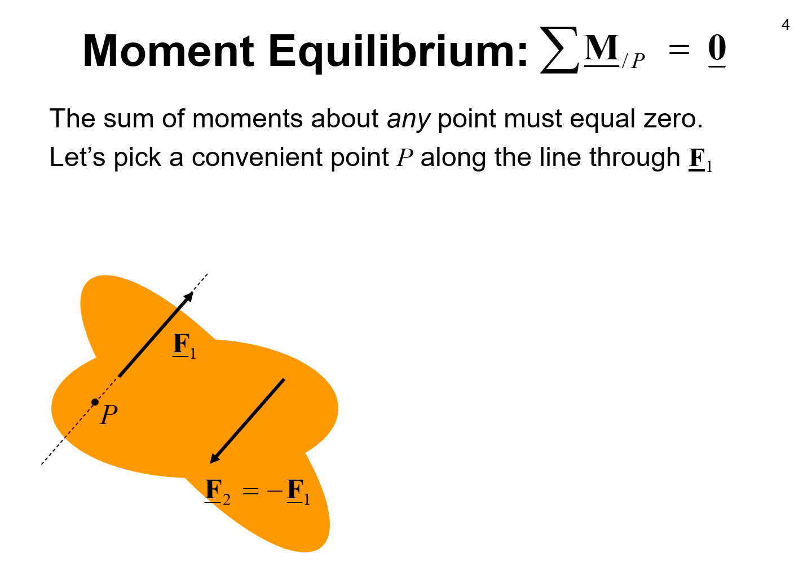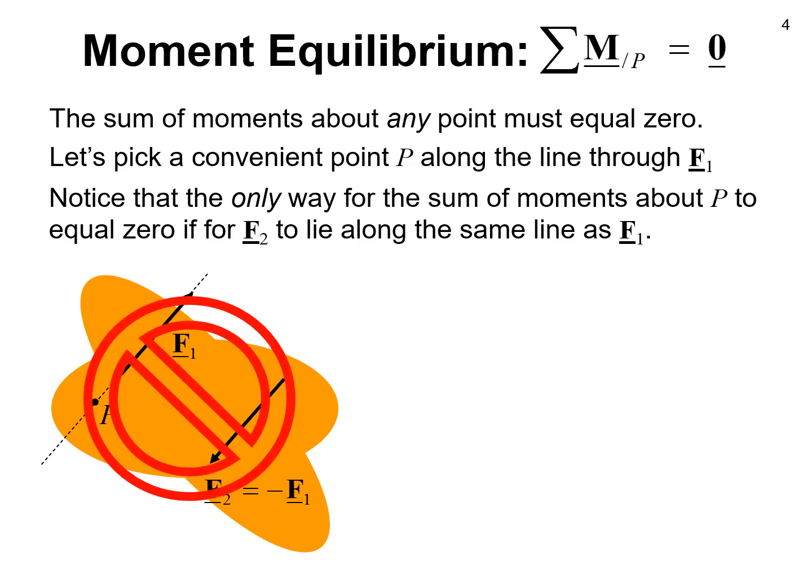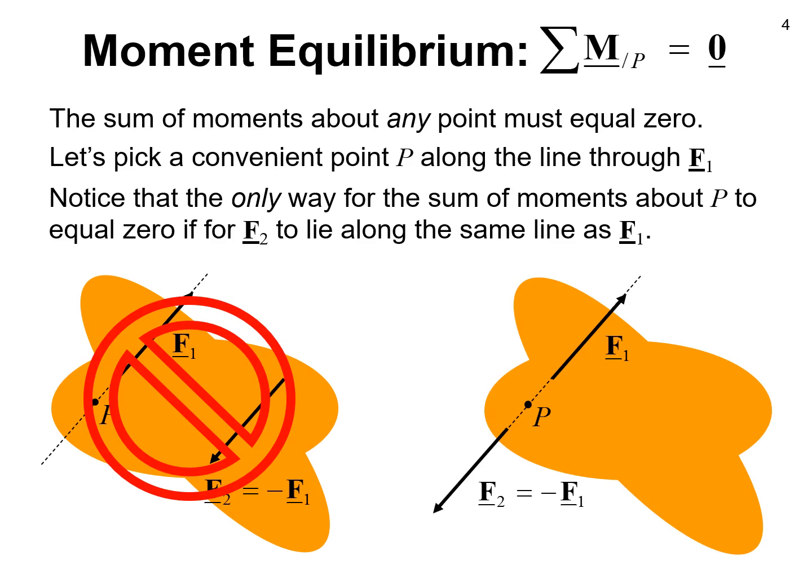Let's say that point P is on the line of action of F1. And I now say, let's sum the moments about the point P. What we see is that the vector F1 goes through the point P and doesn't make a moment about point P, but the vector F2 does not go through the point P, and therefore it would make a moment, but the sum of the moment has to be 0. So the only way to get 0 is if F2 also goes through the point P. So it's not this situation, it's this situation.